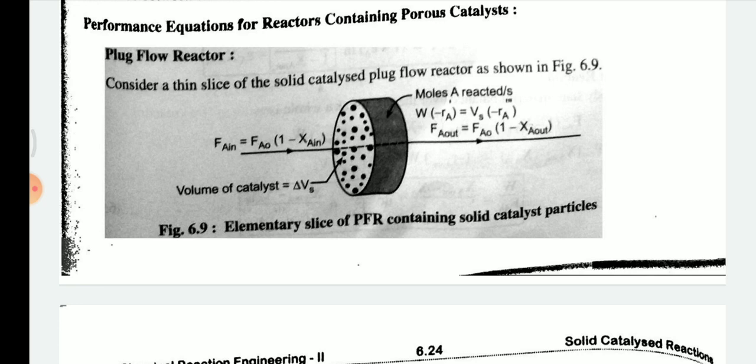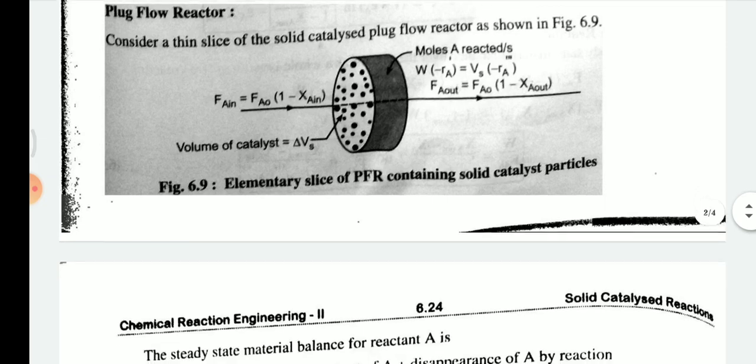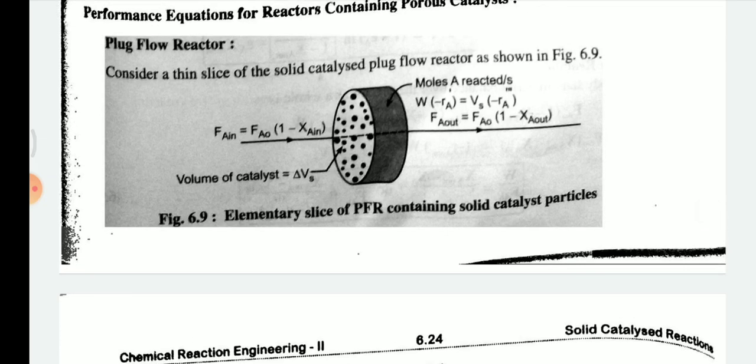Fa in. Okay, so the molar flow is Fa0 into 1 minus Xa in, similar to that at the surface of the catalyst, that is moles A reacted. Okay, the moles that react at the surface of the catalyst, that is moles A reacted. Then after, it is W into minus RA dash, which is equal to Vs into minus RA double dash.